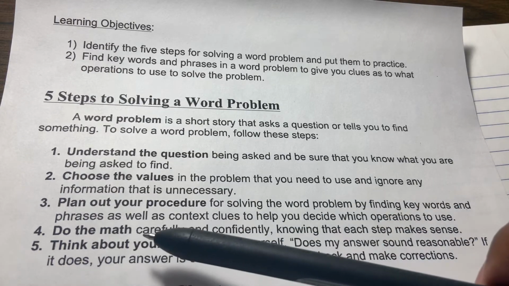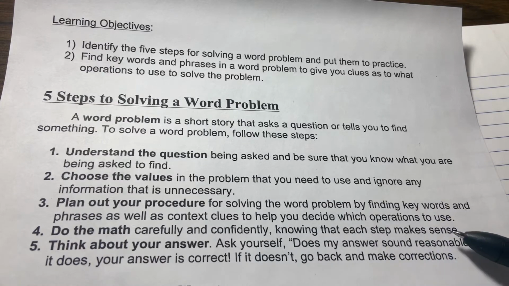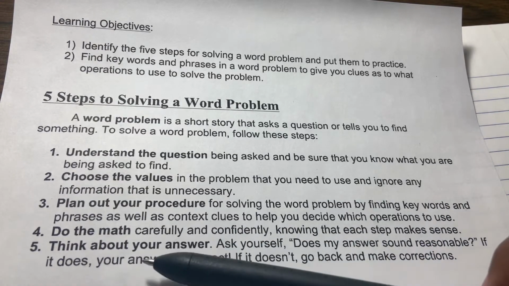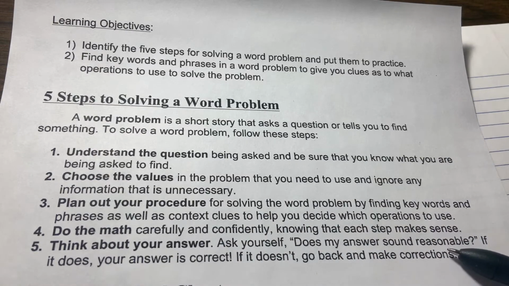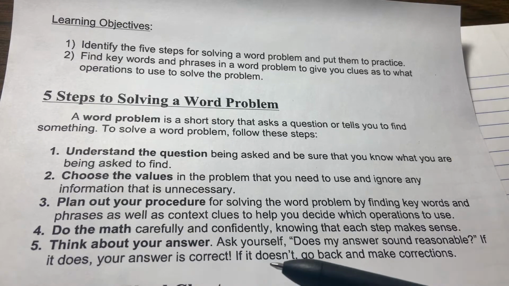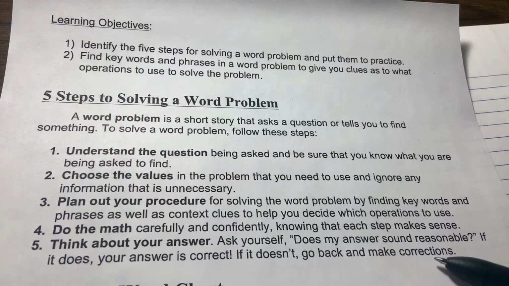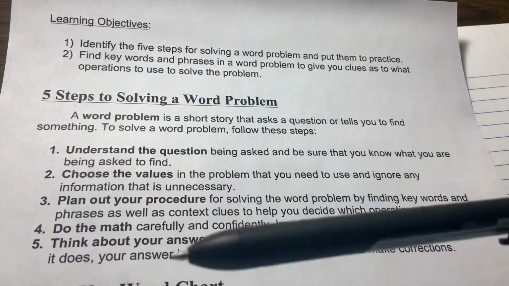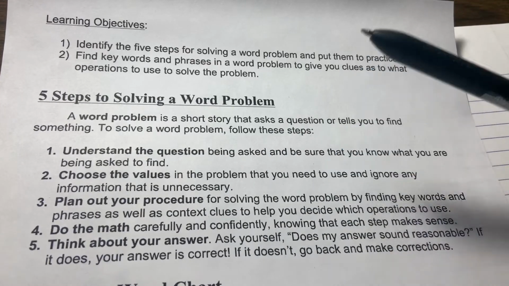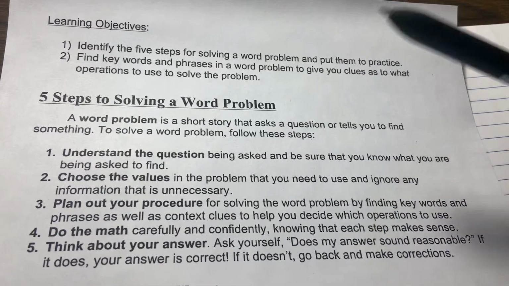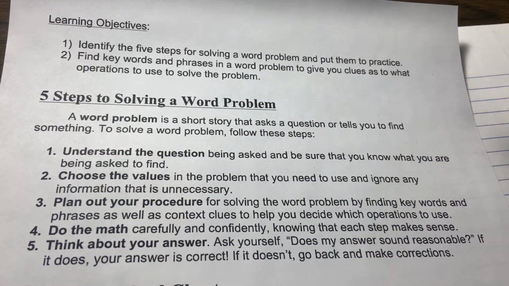Step 4, do the math carefully and confidently, knowing that each step makes sense. Step 5, think about your answer. Ask yourself, does my answer sound reasonable? If it does, your answer is correct. If it doesn't, go back and make corrections. Okay, so ladies and gentlemen, this is the basic step-by-step process for solving a word problem. We are going to utilize these steps as we solve a few word problems in this video, okay?